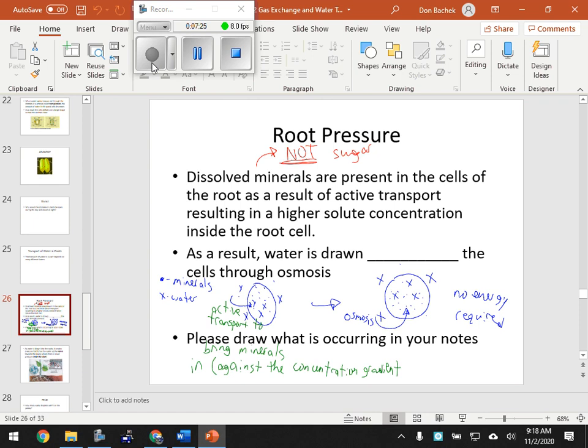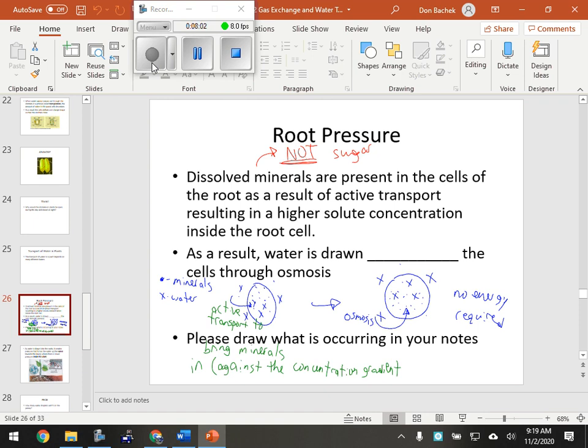Okay, so the first part that we have to understand here is we're talking about the root cells. How do we get water and minerals into the roots to transport up to the entire tree, the leaves especially? The first thing you have to know is this: dissolved minerals are present in the cells of the root as a result of active transport, resulting in a higher solute concentration inside the root cells. So we need to get more and more minerals into the root cells.